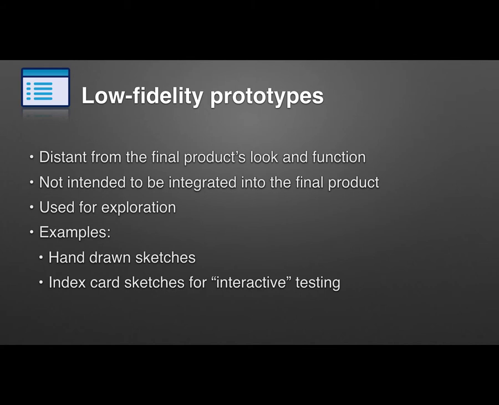Low fidelity prototypes tend to be the most distant from the final product's look or function. So they're still trying to approximate that product or some aspect of it, but this is where we're talking about things that are hand-drawn, that are on index cards, that are not anywhere near what the final product is going to be. Or like the robot you saw, right? It didn't look anything like what you would expect it to look like at the end. It's just focused on a certain aspect.